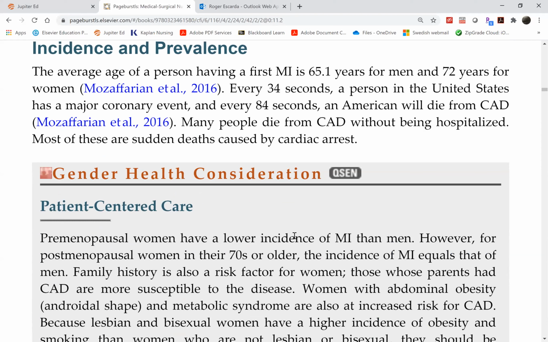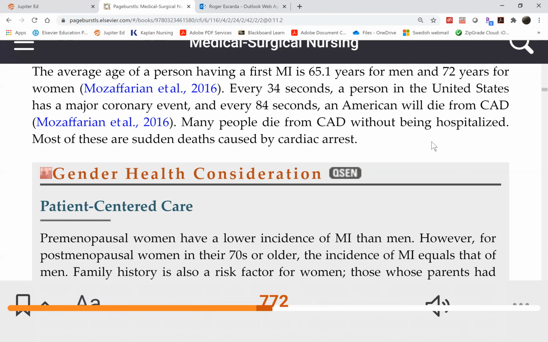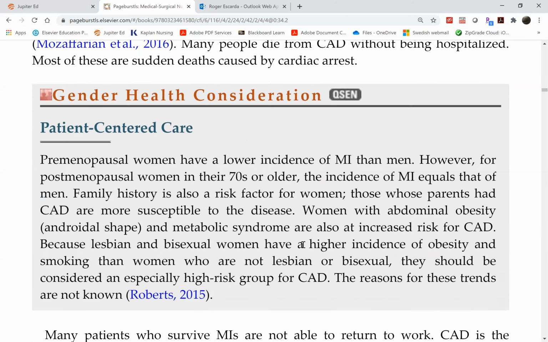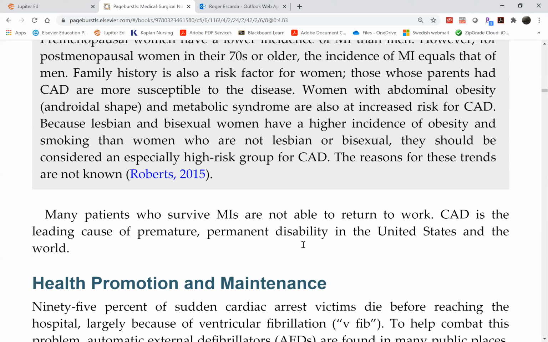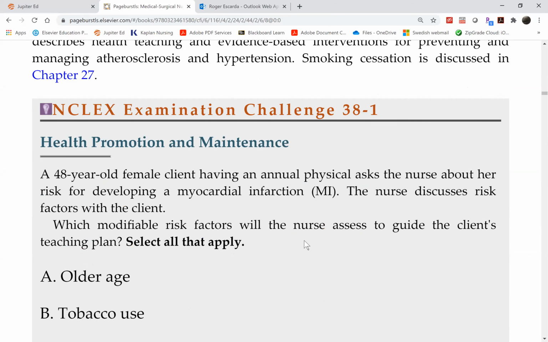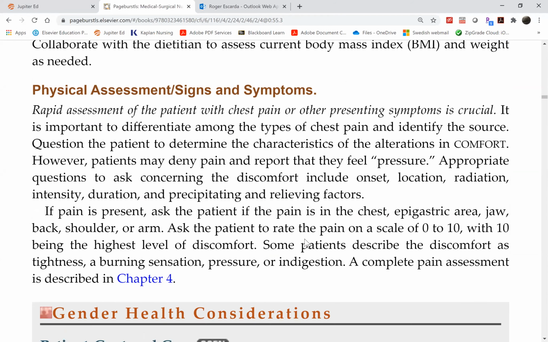Here's again another patient-centered care point for a certain age group in women. Premenopausal increases their risk. So as far as prevention, of course, you know the risk factors, so avoid or modify those risk factors. Let's go now to signs and symptoms.